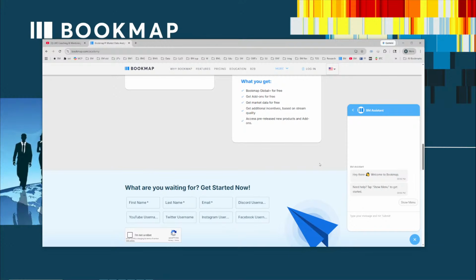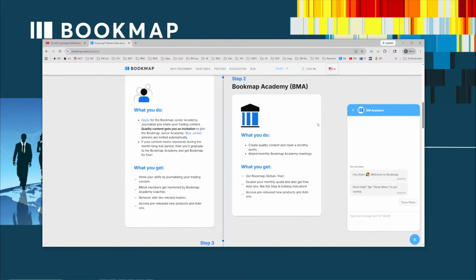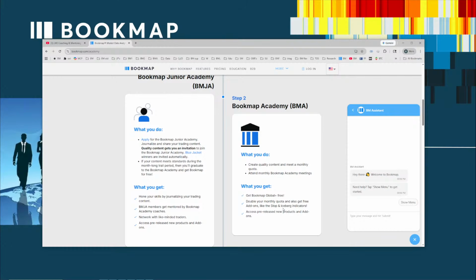And what better way to earn it than you journaling your own trades and becoming a better trader? If you do that, then we will help you out by giving you Bookmap. Now it's a whole process, and you'll have to go through that in order to get Bookmap for free. First, you have to demonstrate you're making good quality content with your markups, and just look at some of the examples today. And then you do one per day. That's it. That's the threshold. Just one per day, and you can get Bookmap for free. If you do two per day, you can get some of the add-ons for free, like stops and icebergs.